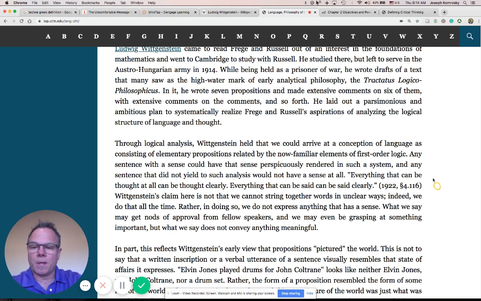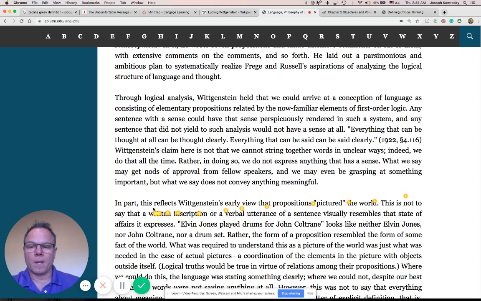What we say may get nods of approval from fellow speakers, and we may even be grasping at something important, but what we say does not convey anything meaningful. Wow. So he's slamming people who use language in a sloppy way. And again, what was the main broad goal here? We were trying to give a description of the world we live in. And he's going to say, yeah, but we might not be saying anything meaningful at all.